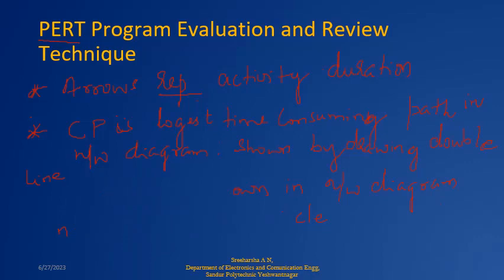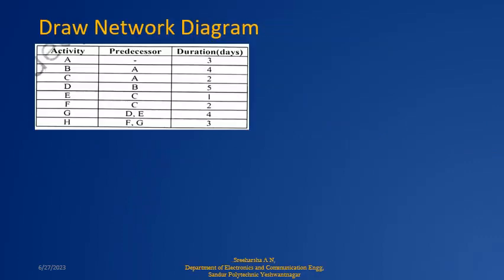So this much you should be able to write when the question is asked to explain PERT, program evaluation review technique. Okay, so next what we are trying to do is we are trying to draw the network diagrams. These are very, very important questions in your 5th unit.